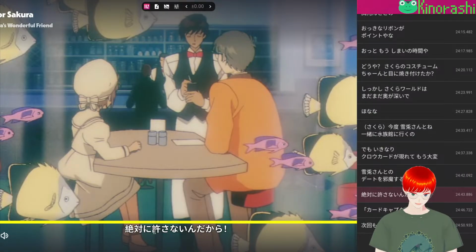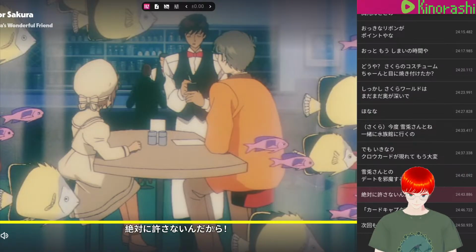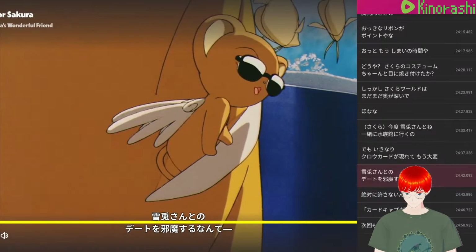So absolutely not permit. Dakara, which is just from da and then kara, because. Will absolutely not permit because jama suru nante zettai.